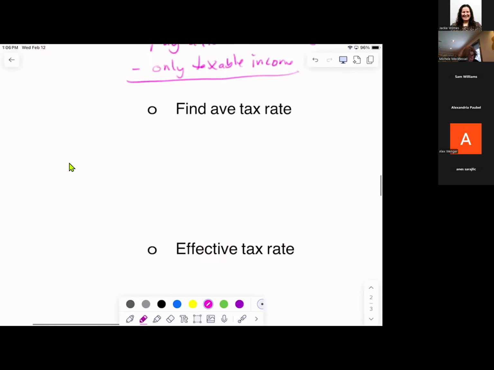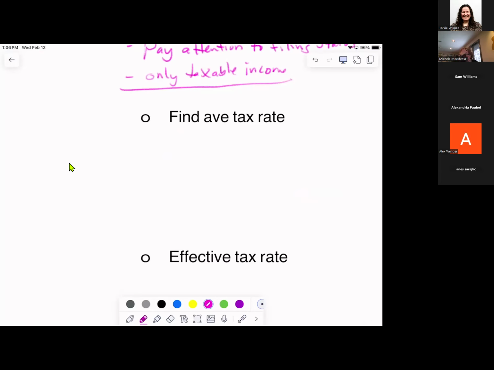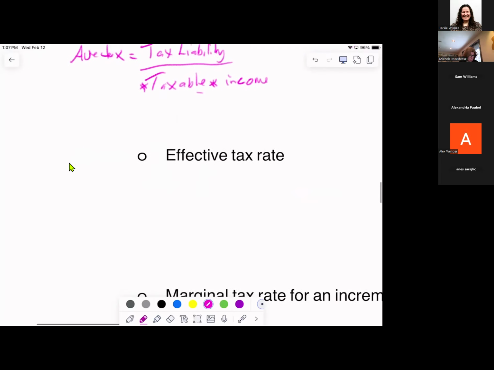Second part, with the same information, so you're not going to have to recalculate tax liability. Find the average tax rate. And remember, average tax rate is tax liability over taxable income.